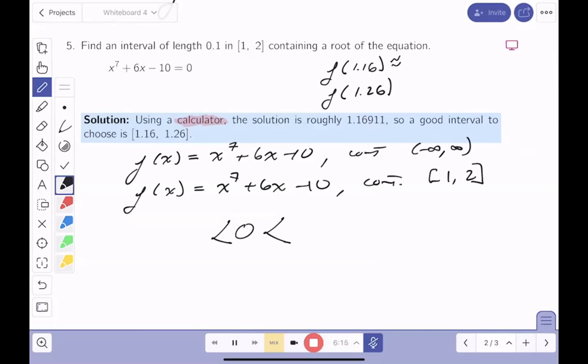Let's see, plus 6x, 6 star x though in Sage, right? Minus 10. And then I'll do f of 1.16. And I get this number. I'll write it down for you. Minus 0.214. Negative number, right? And I'm going to do this one now.